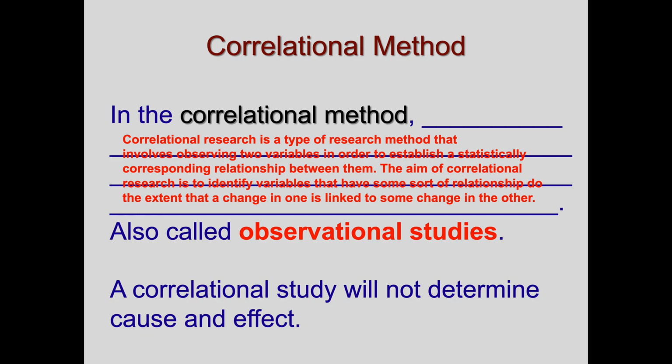In the correlational method, correlational research is a type of research method that involves observing two variables in order to establish a statistically corresponding relationship between them. The aim of correlational research is to identify variables that have some sort of relationship, and to the extent that they change, a change in one is linked with some kind of change in the other.